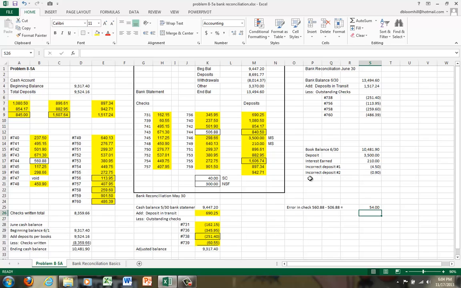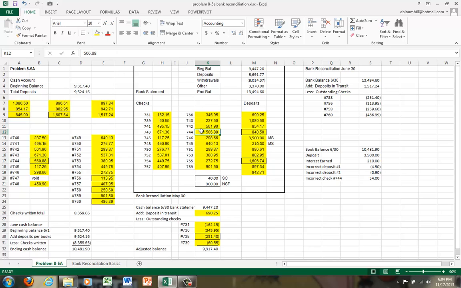So we either have to add or subtract the $54. Well, in this case we subtracted too much. The bank subtracted the right amount of $506. We subtracted $560. We subtracted too much. So to correct it we have to add back the $54. So we have our incorrect check, number 744, and we add back our $54. Once we've done that, we've taken care of that.